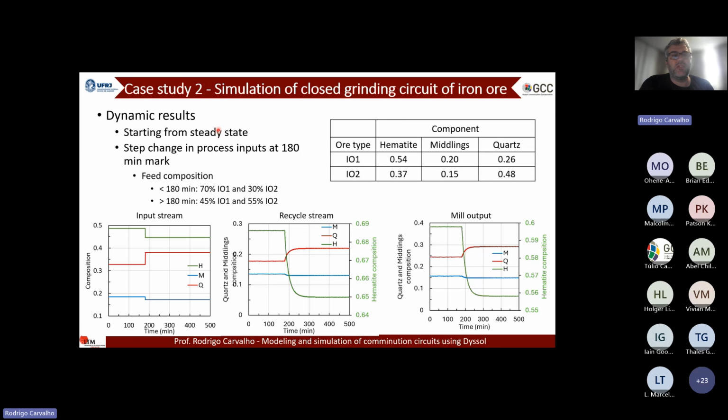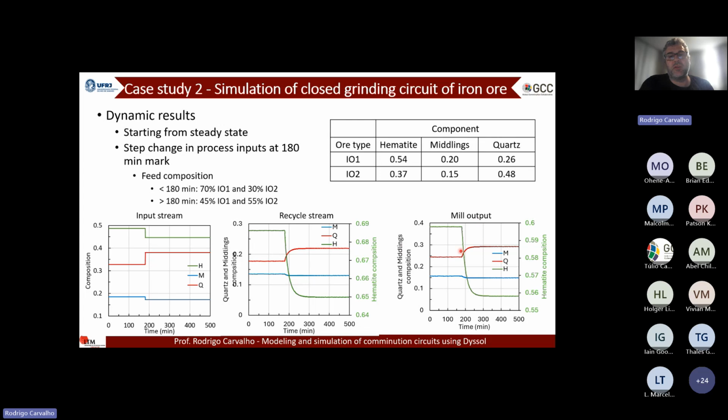And looking at the individual components dynamics within the circuit, first at the input stream. When you change the composition of the feed, of course, it changes as well the components distribution in the stream. So there is now more quartz entering the mill, liberated quartz entering the mill, less liberated hematite. And in the recycle stream, now the green curve here shows the decrease in the hematite composition in the recycle. Now there's more quartz in the recycle stream.